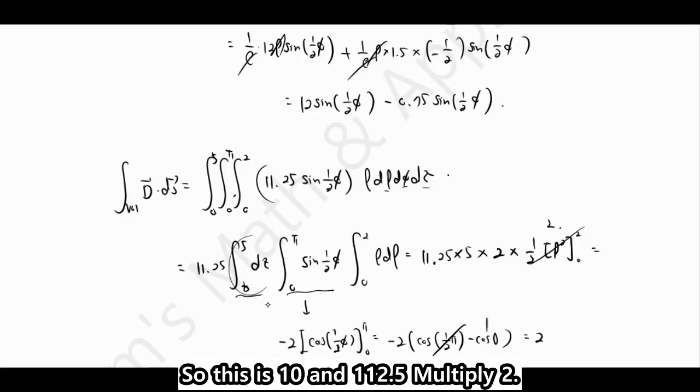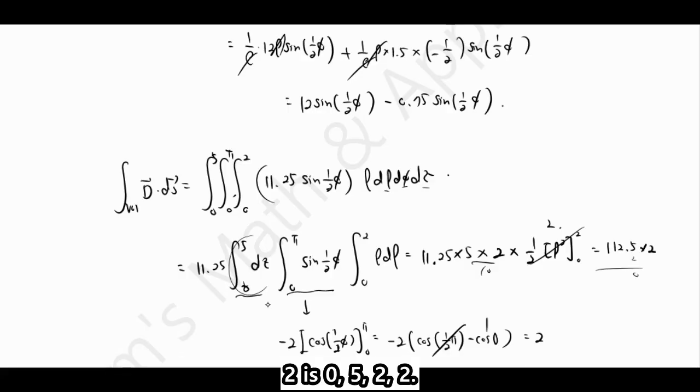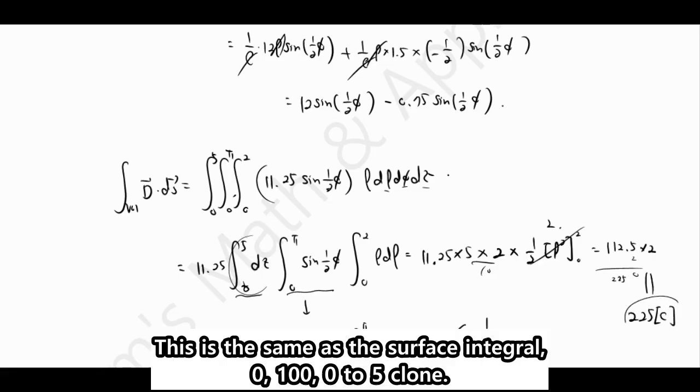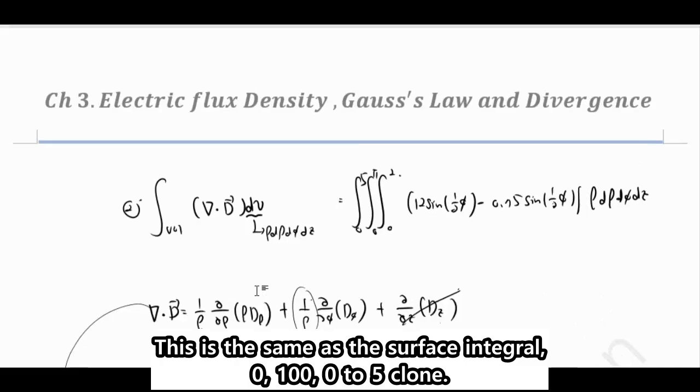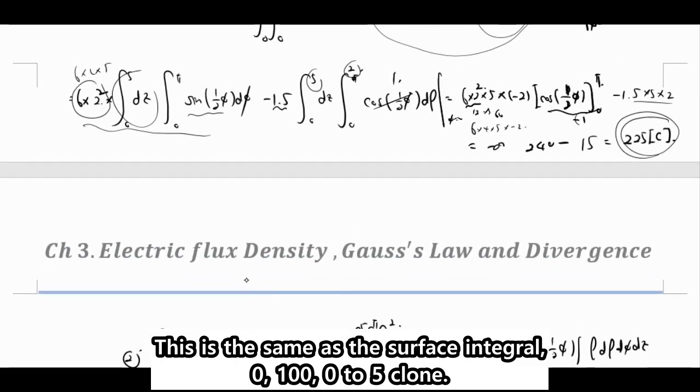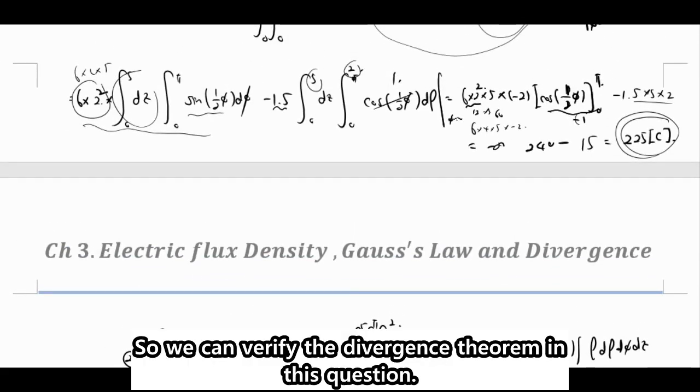So this is 11.25 times 5 times 2 times 2, which is 225 coulombs. This is the same as the surface integral, 225 coulombs. So we can verify the divergence theorem in this question.